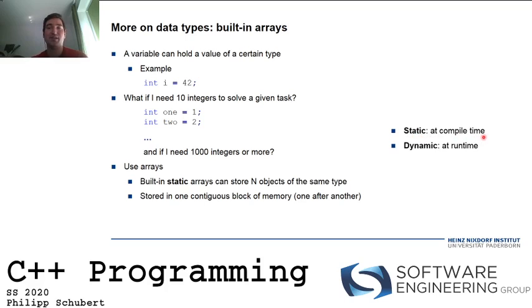And static also means that you have to specify the size of an array at compile time, in contrast to runtime. Later on, when we have a more detailed discussion on memory and memory management in C and C++, we will get to know what the difference between static and dynamic memory really is. For now, just keep in mind that built-in arrays are static. And those values in an array are stored in one contiguous block of memory. So one value is stored after the other.